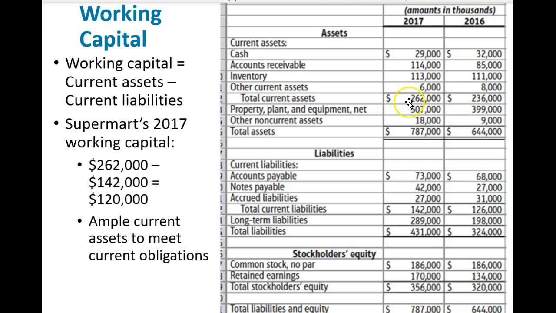So what we're going to look at are current assets and current liabilities. If I took my current assets, $262,000, I can easily cover my current liabilities of $142,000. It's not a really tight measure, but it's not bad. So for 2017, they've got $262,000 minus $142,000 is $120,000, and that's just a whole number. A working capital ratio is a better measure. So we've got plenty of assets to meet our current obligations. And I'm going to keep moving on these, otherwise this presentation will be about a half an hour long.